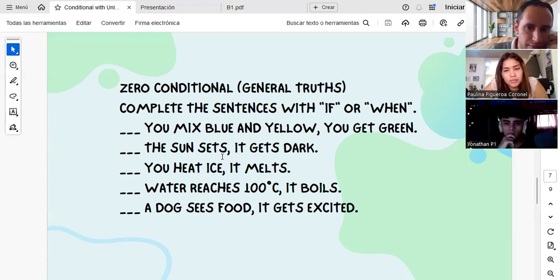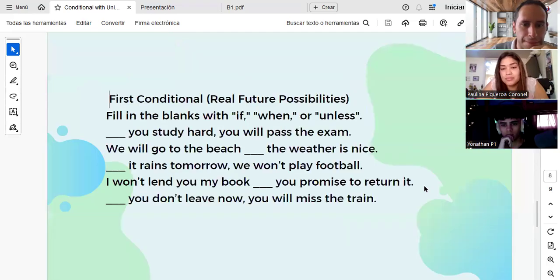Okay, let me see. If water reaches the boiling point, it turns into steam. But it could be both. Yes, for sure. Okay, if or when. And the last one, Paulina, please. When a dog sees food, it gets excited. Okay, awesome. So this is the easiest one, right? The easiest conditional. Let's continue.